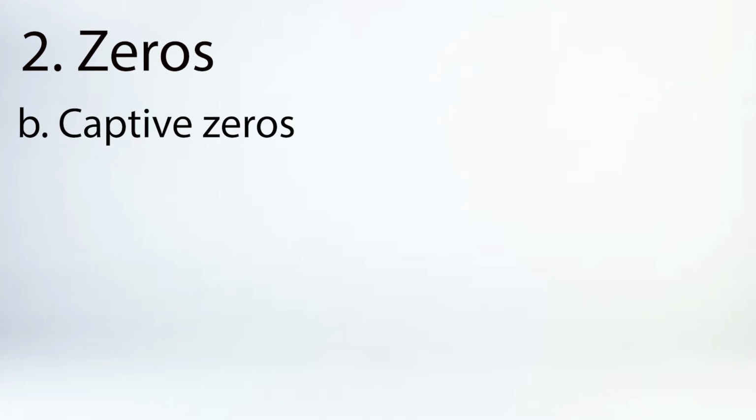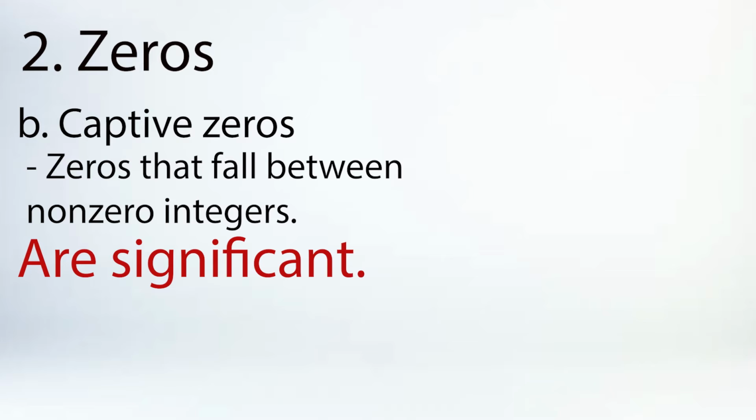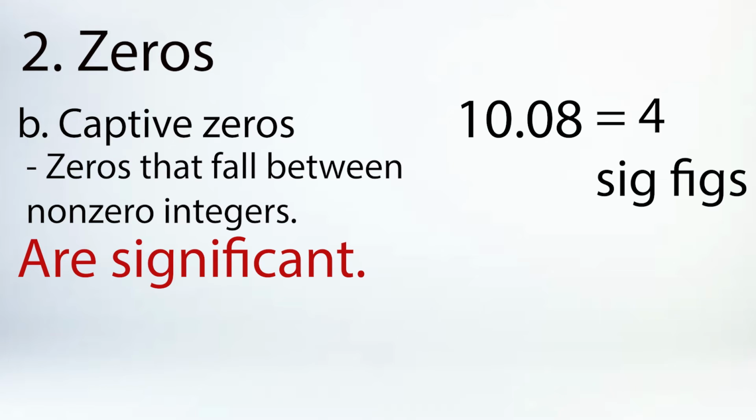Now, the second sub-rule for zeros is captive zeros. And captive zeros essentially are zeros that fall between non-zero digits. Captive zeros do count as significant figures. The number 10.08, for example, has 4 significant figures, the 2 non-zero values, and then the zeros that fall between.